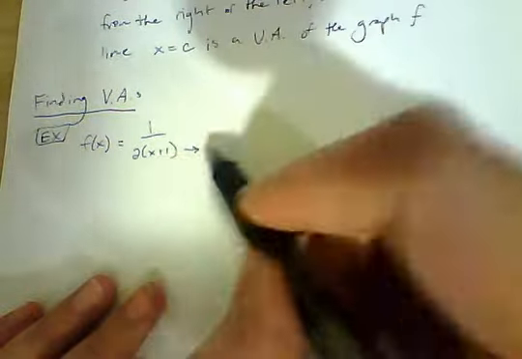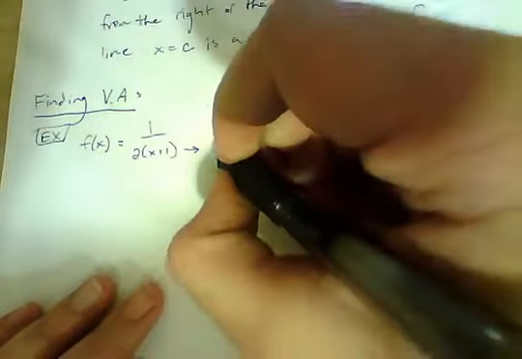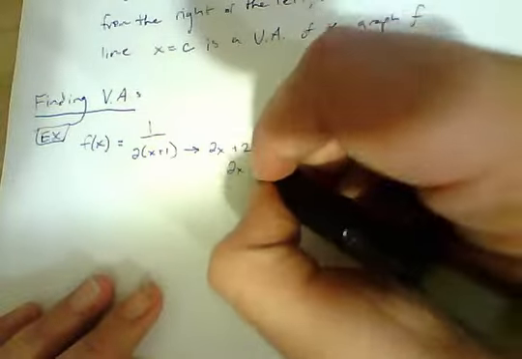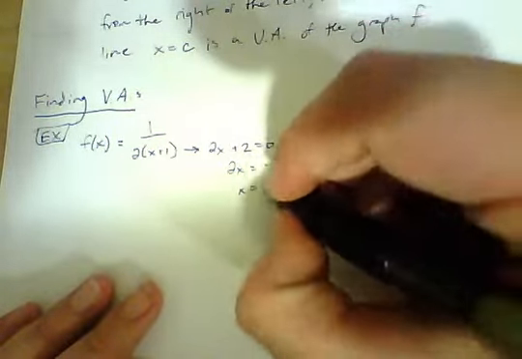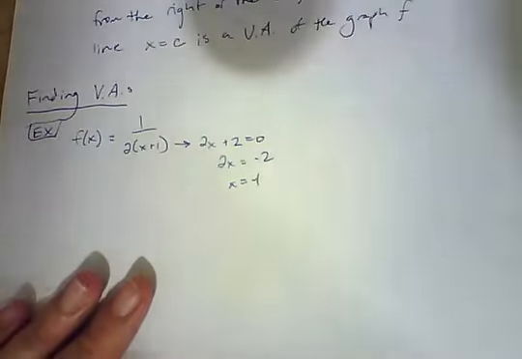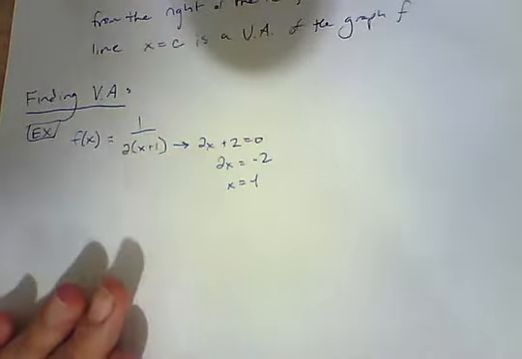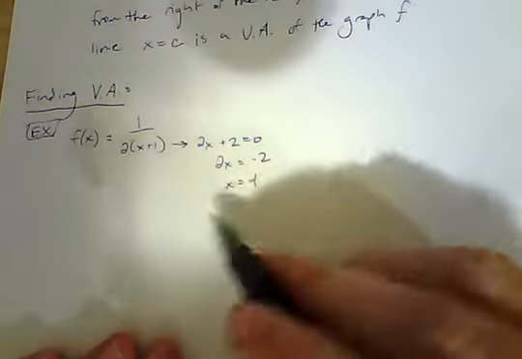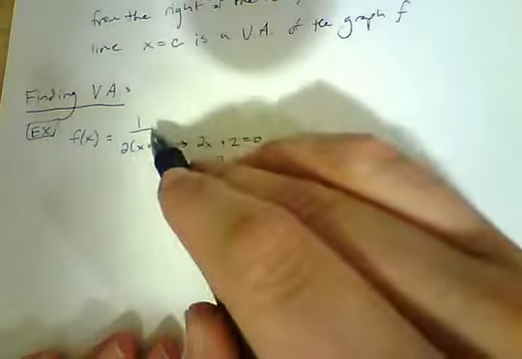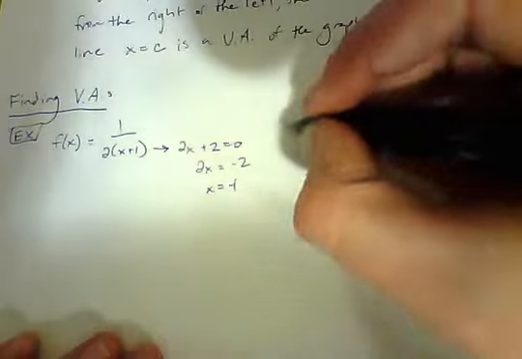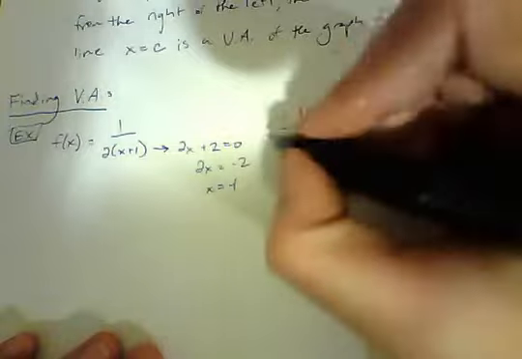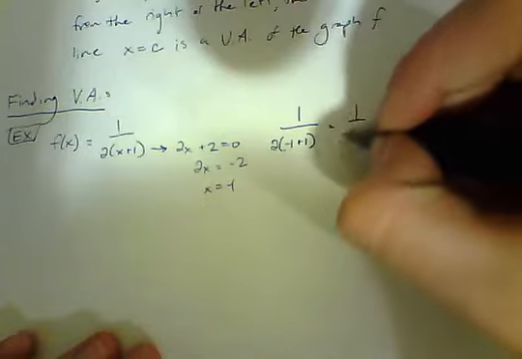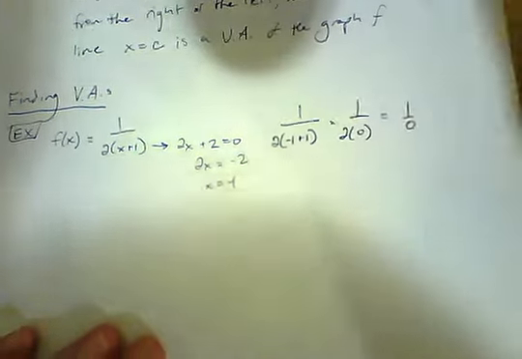We know we need the bottom to be 0, so set this whole thing equal to 0. We'd have 2x plus 2 if we distributed. We make it equal to 0. 2x equals negative 2, x equals negative 1. All right, and if we substituted negative 1 into my f of x, here's what I would get. I would get 1 over 2 times 0, or 1 over 0.